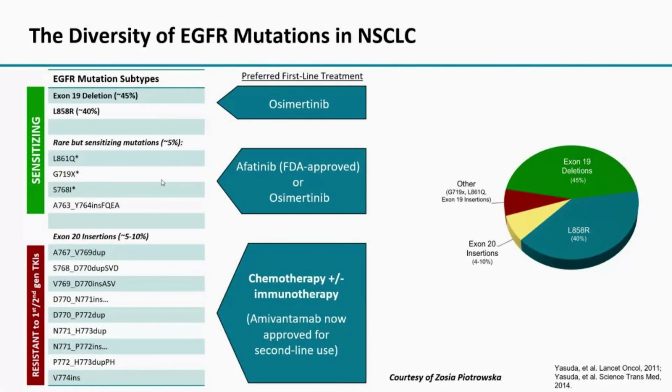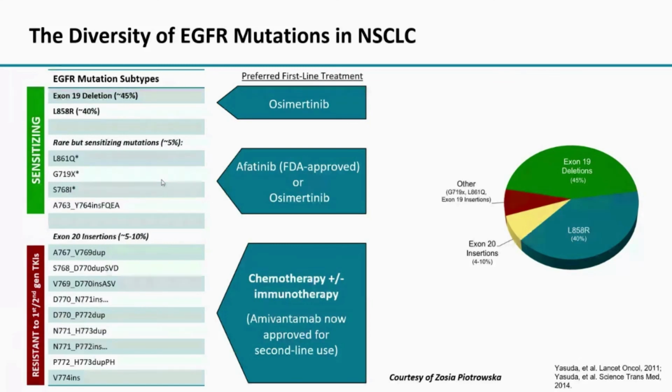And so putting this all together, for both talks, we think about there being sensitizing mutations to the classical EGFR inhibitors. These being the exon 19 deletion and L858R, for those the first-line regimen is osimertinib. We have more rare but sensitizing mutations. For those, we have afatinib that's FDA approved. I mentioned I tend to use osimertinib.